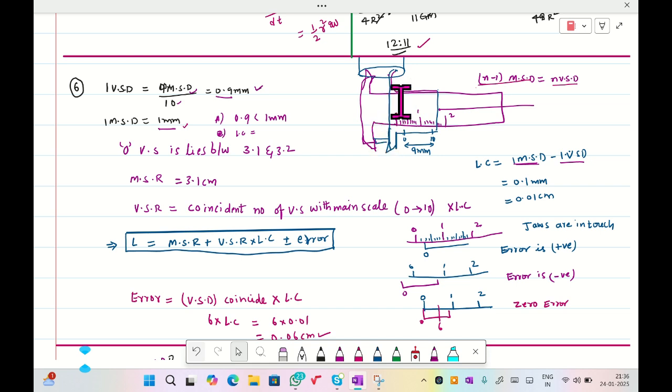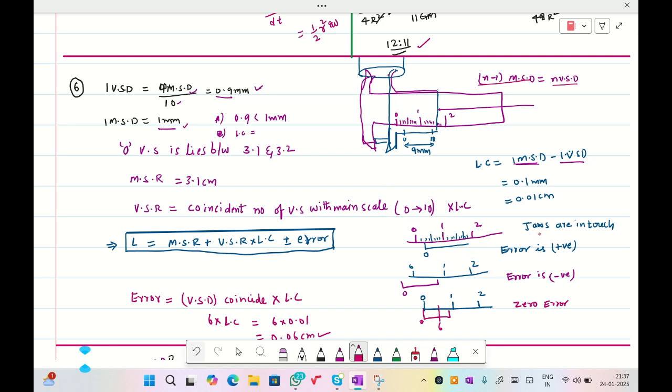Before using it, there are some precautions you have to take. We have to verify whether error is there or not. Zero error means the zero of the vernier scale coincides with the zero of the main scale. If the zero of the vernier scale is on the left side, the error is negative, and the error value you get will be added. If the zero of the vernier scale is on the right side, that is positive error, and how much error is coming will be subtracted from the length. So first you have to verify whether there is error or not.